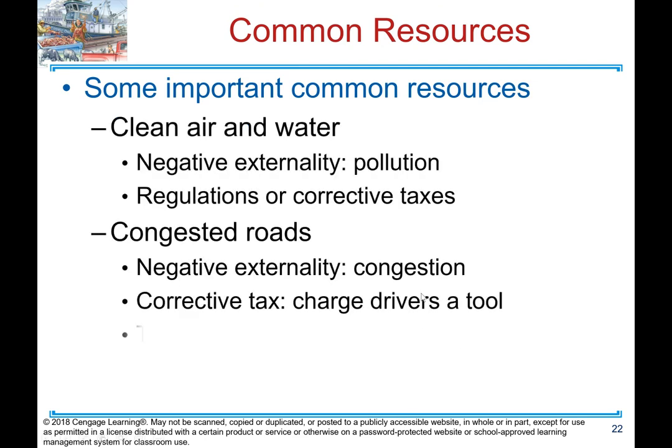Some important common resources are clean air and water. The negative externality would be pollution, and the correction would be either regulations or corrective taxes. A congested road is another common resource. The negative externality is congestion, and the government could impose a corrective tax, charge drivers a toll, that is a T-O-L-L, and a tax on gasoline.